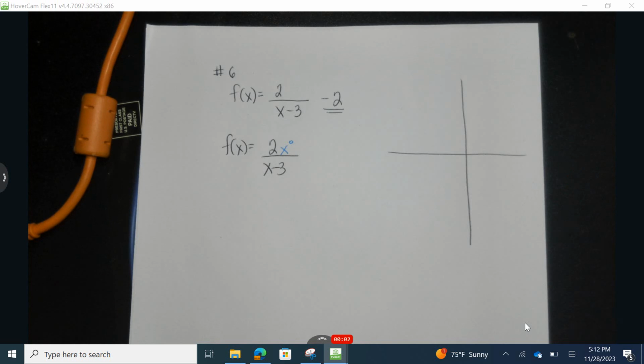Number 6 from Rational Equations 1. Unfortunately, I filmed it and the sound did not show up in the video. So let me go back here and do this for us.